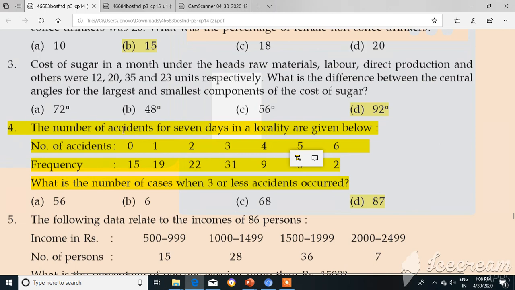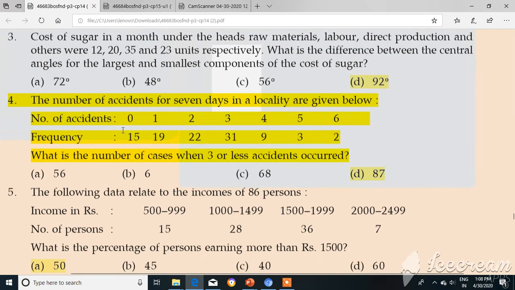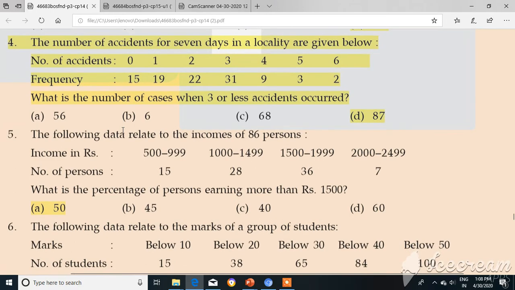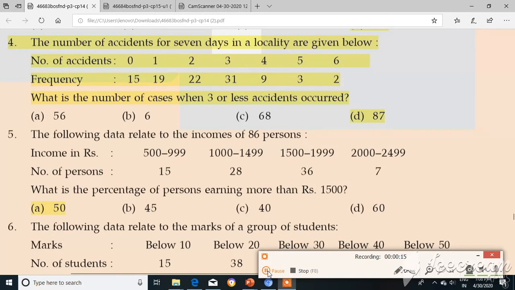Now here is the fourth problem. The problem is: the number of accidents for 7 days in a locality are given below. Number of accidents and frequencies. Okay, 1 minute.